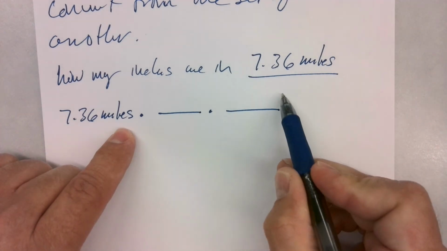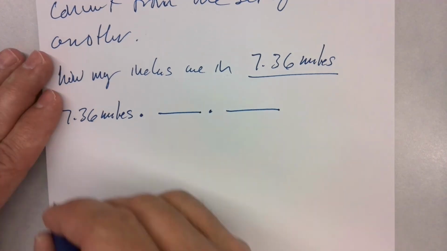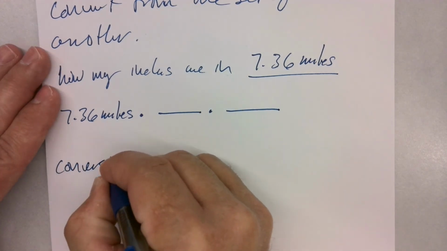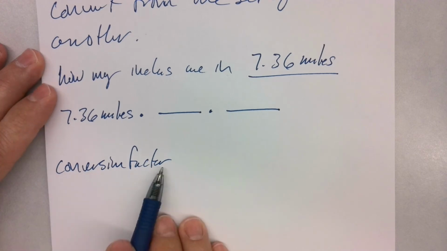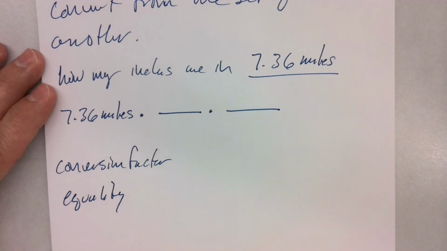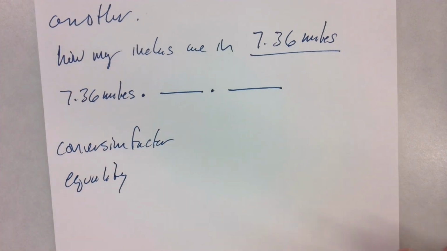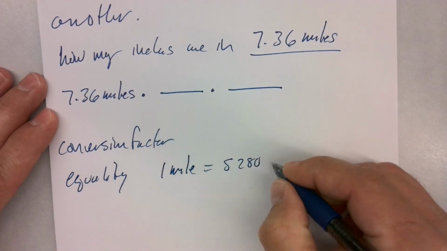My units when I'm done have to be in what? Inches, right? Now, is there what is called a conversion factor? I'm going to use two different kinds of terms here: the term conversion factor, and the term equality. Okay? Now, does anybody know an equality that would help me get from miles to inches? 1 mile equals 5,280 feet.